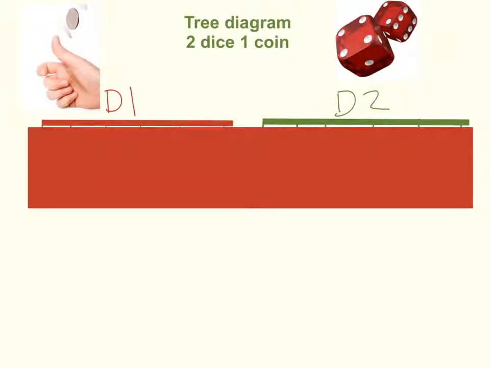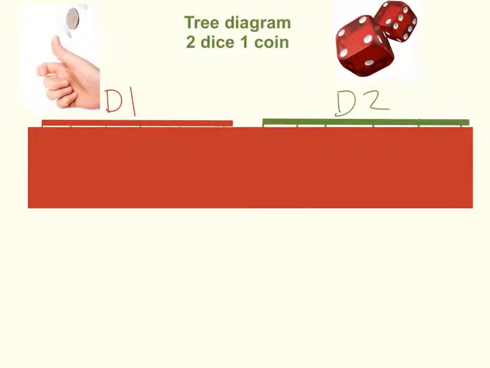Okay, so I'm just going to do a quick brief video on how to construct a tree diagram when given a number of dice or coins. So we know that dice have 6 sides each, and we know that coins have 2 sides. So the first thing we need to do is make a little diagram for each of our die. So we've got dice 1 here, and over here we've got dice 2.